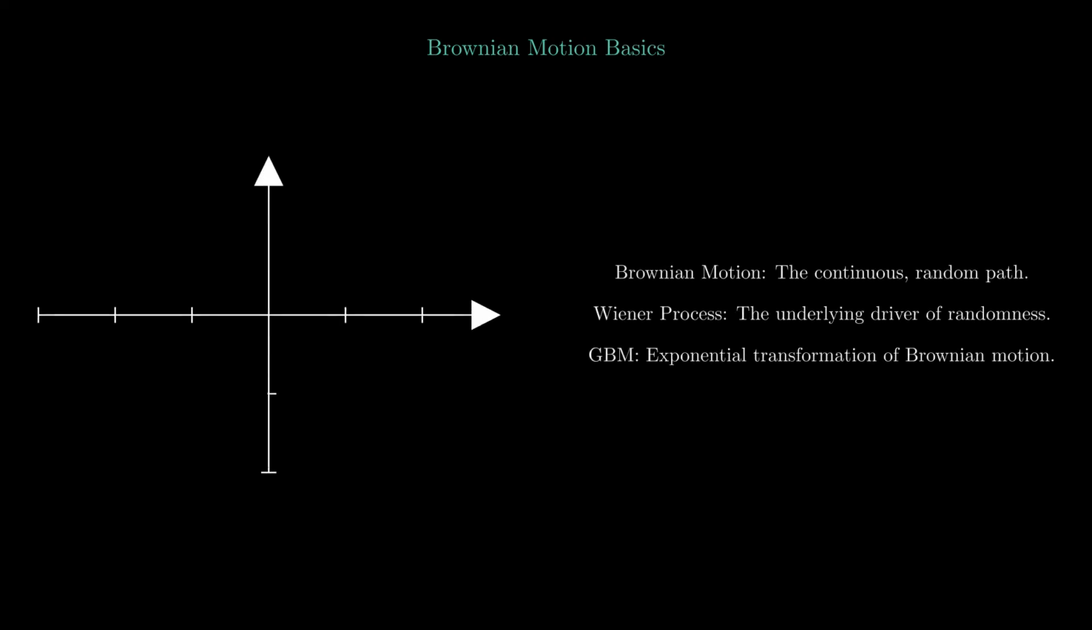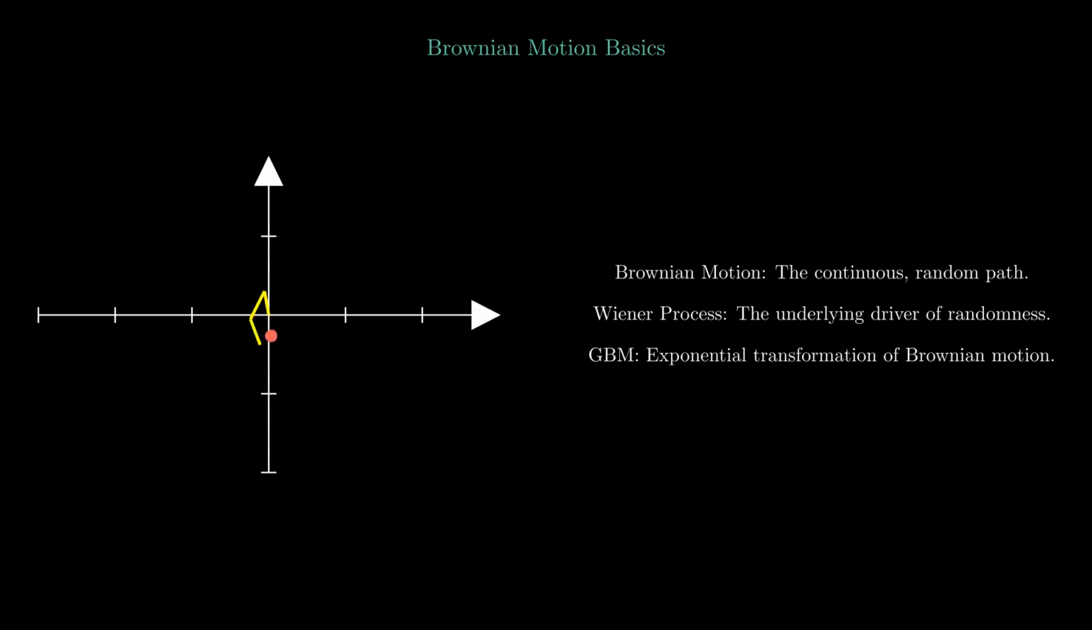Welcome to Scene 2, Brownian Motion Basics. In this part, we'll explore the core idea behind the random, yet continuous motion that underpins many models in finance and physics. Notice the title appears clearly at the top, setting the stage for our exploration of randomness in continuous time.